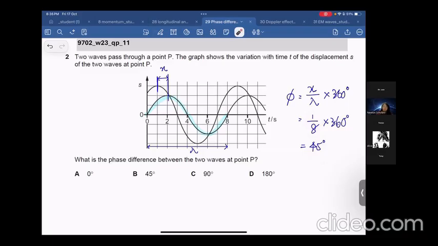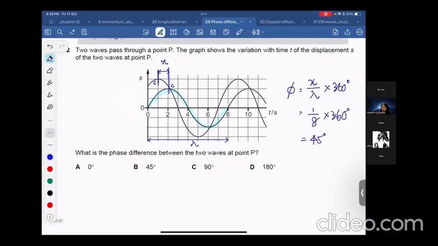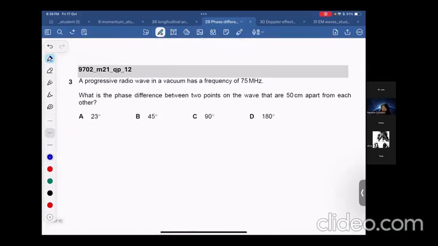Wesley, do you get it? You find crest to crest. Crest point for one wave, another crest point for another wave. I want to find their difference. So I found out that I was 1 second lagging. Okay, so boys and girls, we go to question number 3.